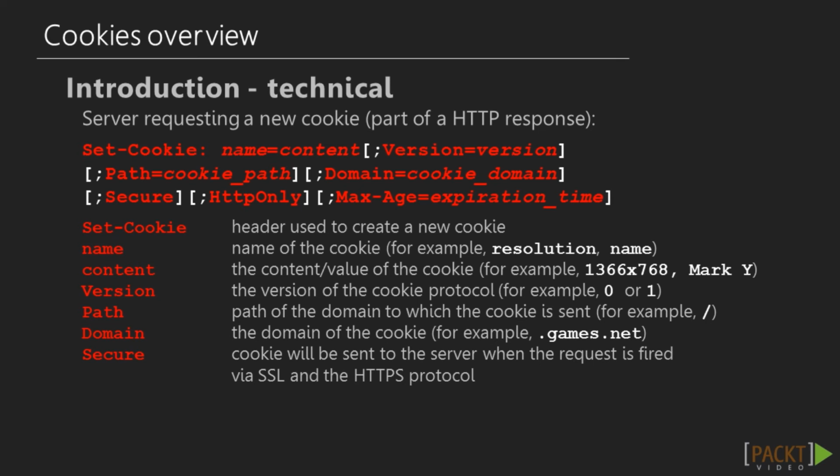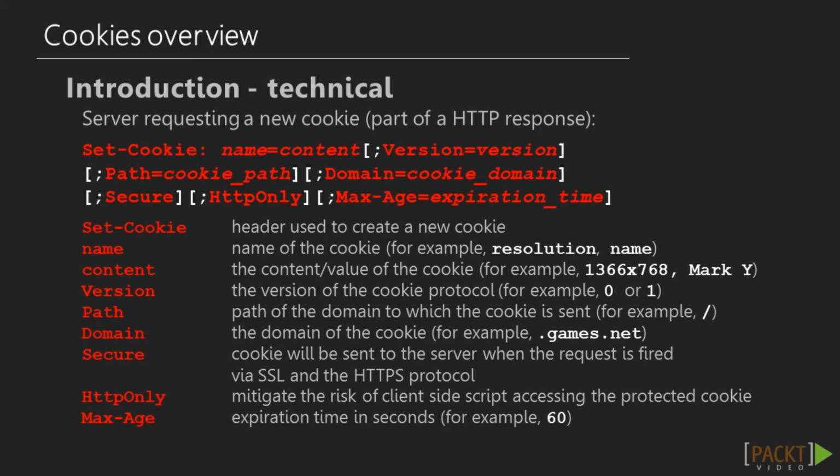Further, we have the secure option. This is a flag that should appear in the response only when we want to send the cookie to the web server if the request was made using SSL and the HTTPS protocol. Next, we have the HTTP only flag. The goal of this flag is to reduce the risk of client-side script accessing the protected cookie. Notice that JSF has implicit support for preventing cross-site scripting attacks.